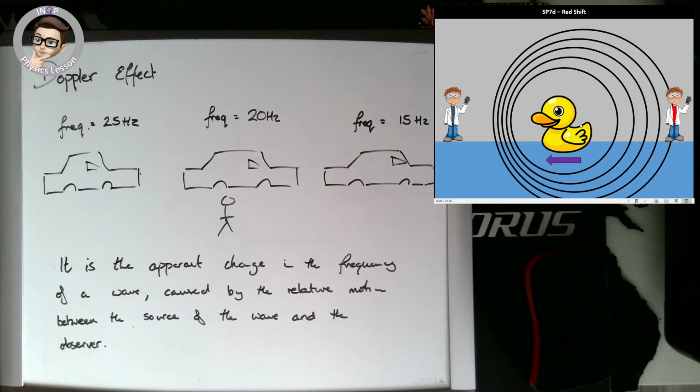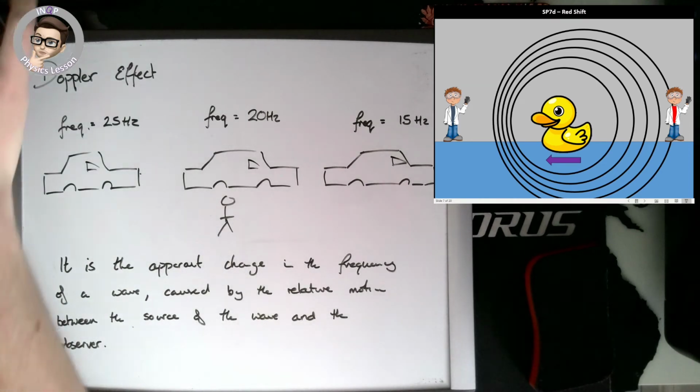So here we can see the duck is still going to make the same quack, but the person in front of the duck that he's moving towards is now going to hear, and the person behind the duck that the duck is going to move away from is going to hear, because the frequency has changed due to the fact that that duck is moving.